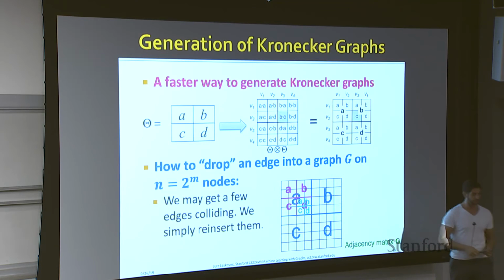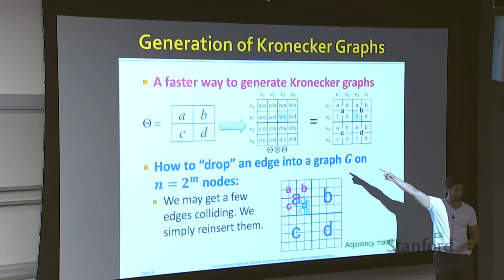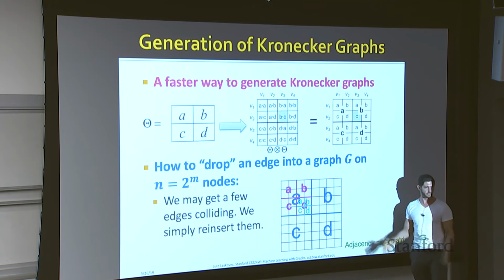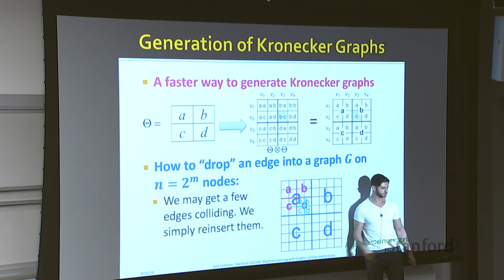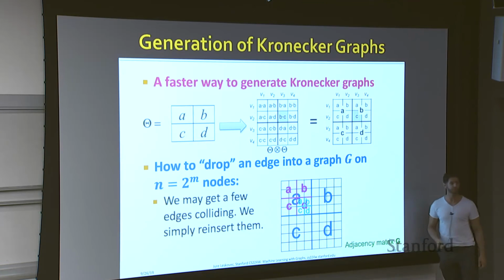Question? You're saying with a certain probability, you insert it into a certain quadrant, right? Exactly. What probabilities are you using for these? The probability from the initial matrix. Exactly. So it will be biased with that. Okay. Any other questions?